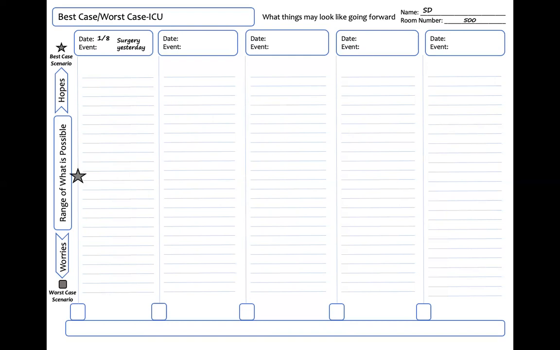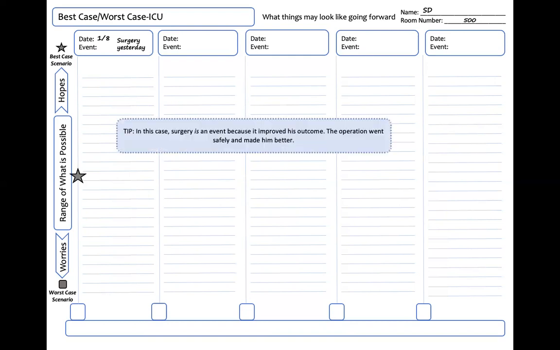As a teaching point, this is an event because it actually improved his outcome. We have more information today. Now we know the operation went well and he got a boost from it. He's already starting to wean off the vent more quickly than we had anticipated. He also seems to have less pain and has enteral access to advance his nutrition. So this is a positive change to the overall story.